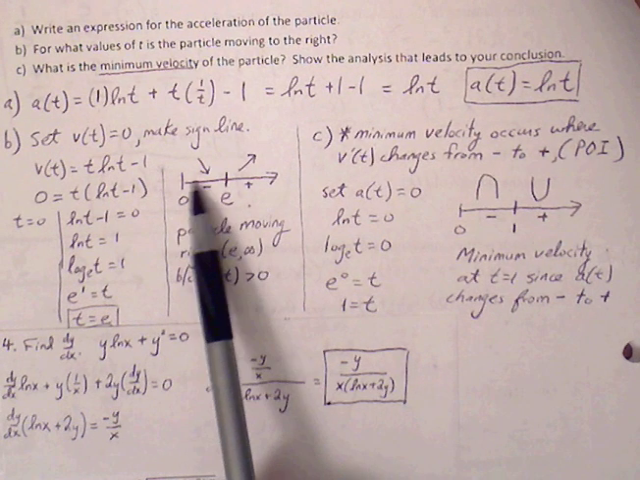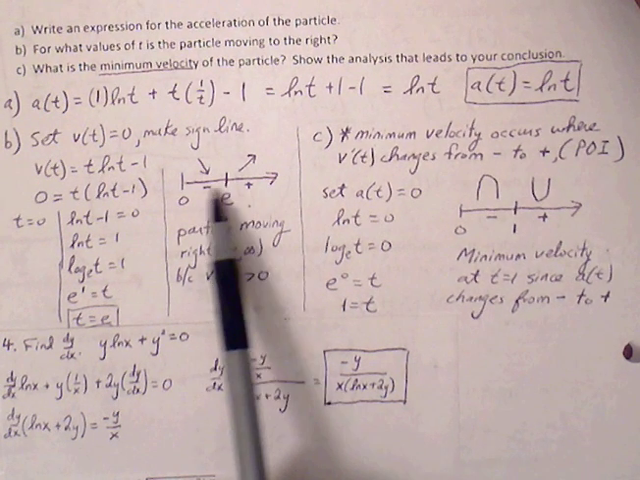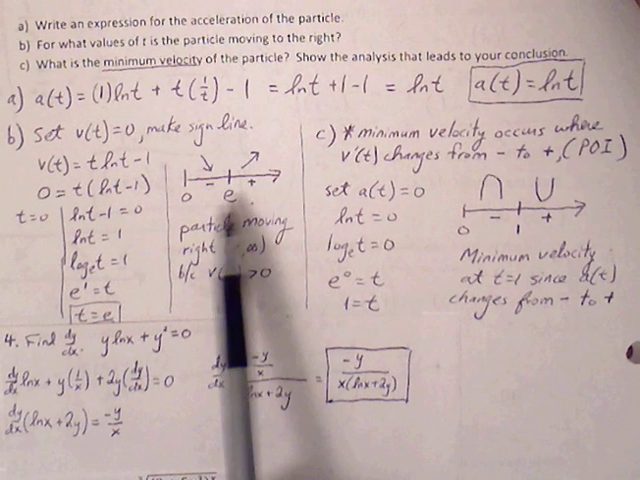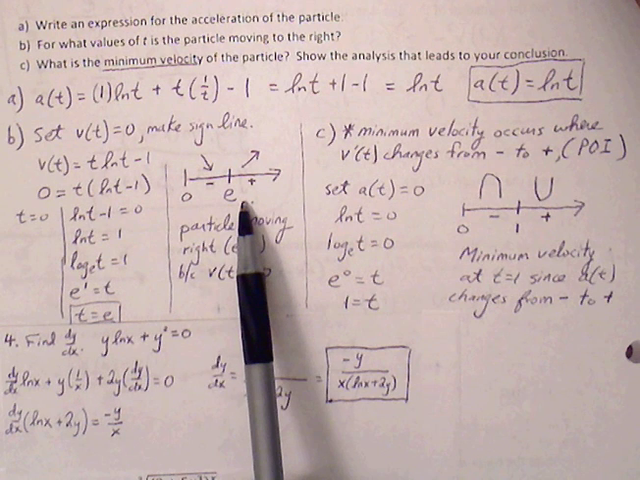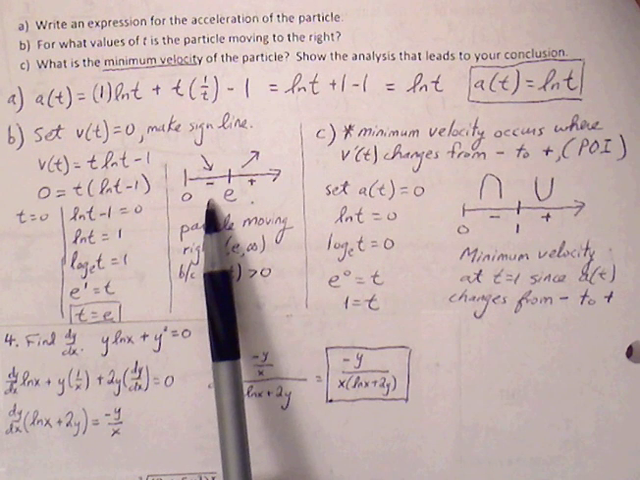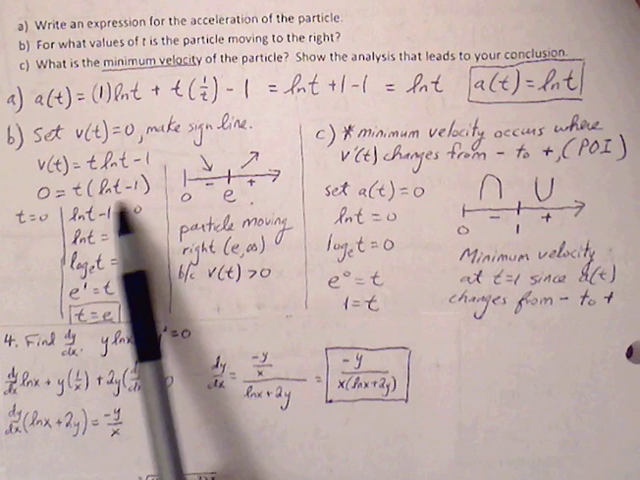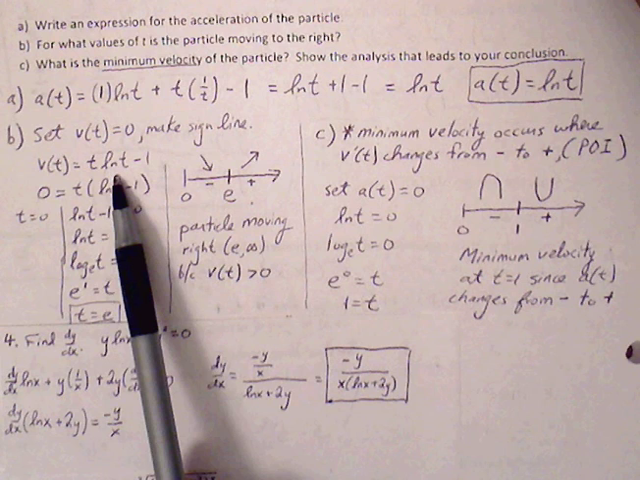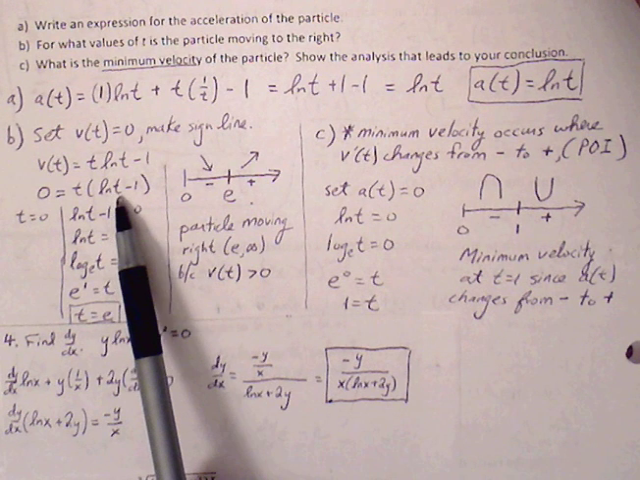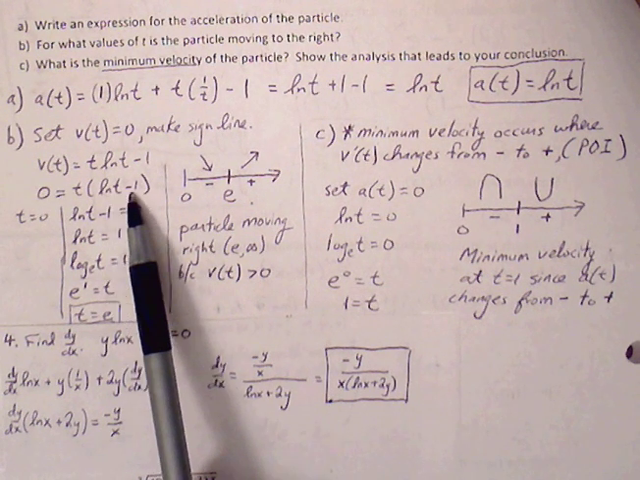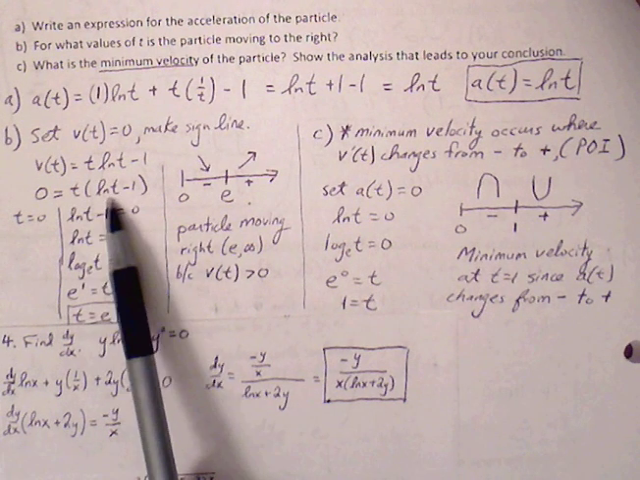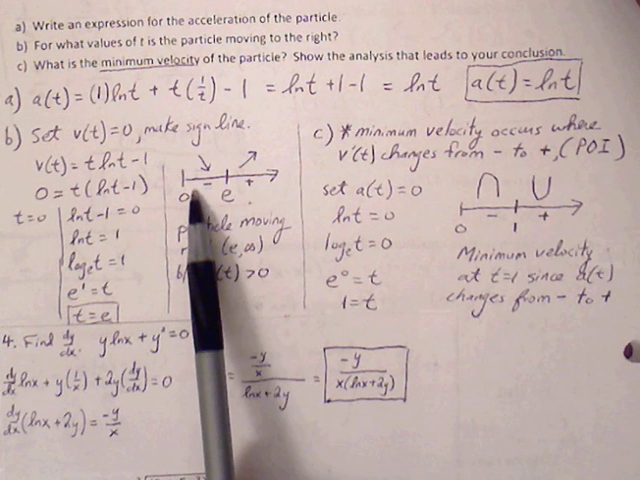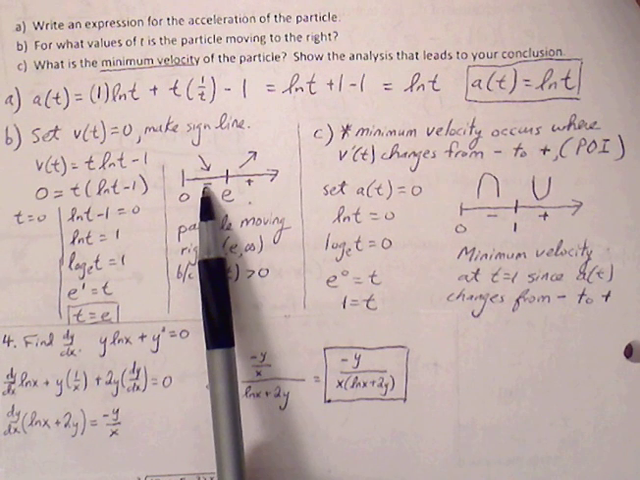So we just need to test two values here, between 0 and e, and between e to infinity. So e is roughly 2.7, so let's plug 1 into the velocity function. If I plug 1 into the velocity function, I'll get a positive times natural log of 1, which is 0. 0 minus 1 is negative. So I have positive and negative, which gives me a negative. So I know that this particle is moving to the left, right? Negative velocity means the particle is moving to the left.